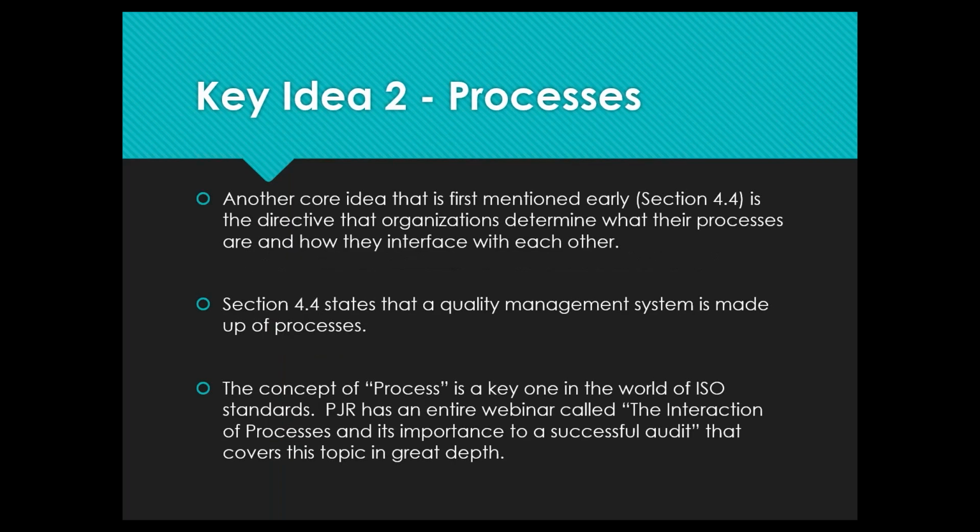Okay, moving on to key idea number 2, processes. This is another concept that gets mentioned very early. It's actually in section 4.4. Now, the requirement is that the organization has to determine what their processes are and how they interface with each other. Now, 4.4 says that a quality management system is made up of processes. This is a very key idea, this whole concept of processes. This is such an important idea that we actually have a whole separate webinar on it. So if you've never seen our webinar, The Interaction of Processes and Its Importance to a Successful Audit, I encourage you to check it out because that is a critical webinar for getting your arms around what the expectations are related to processes.